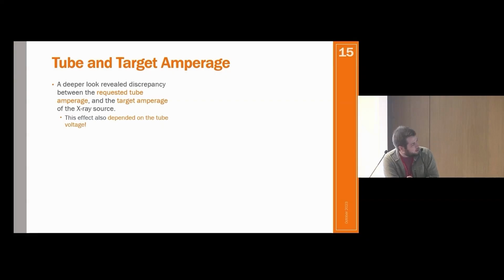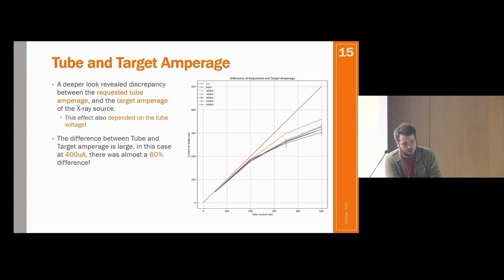We found out that the amperage you put into the tube is not the amperage of the target, as you can sort of guess. However, this is quite a large discrepancy. So our tube could go up to, I think, 500 microamps. But if you put in that amount, you're only getting about 300. So at some points, you end up with a 60% difference. And if you want to have a linear situation where you're losing things, it's not the best.